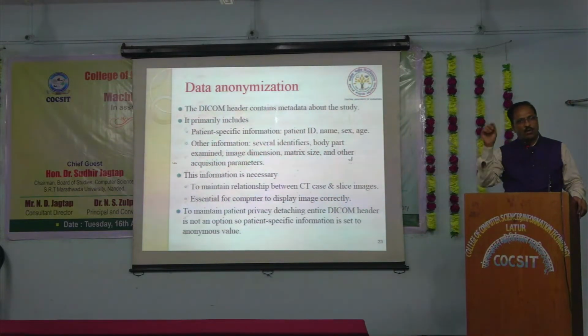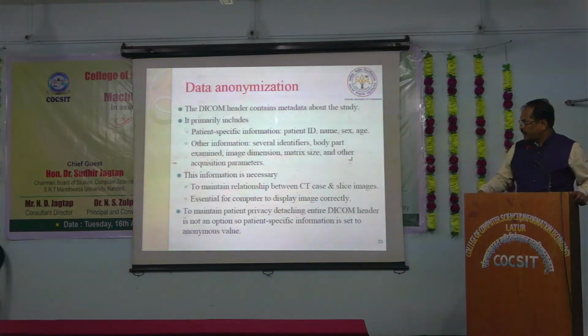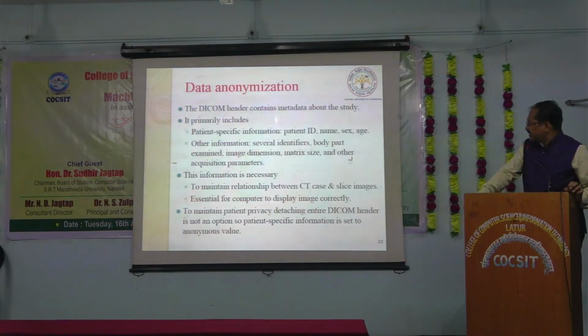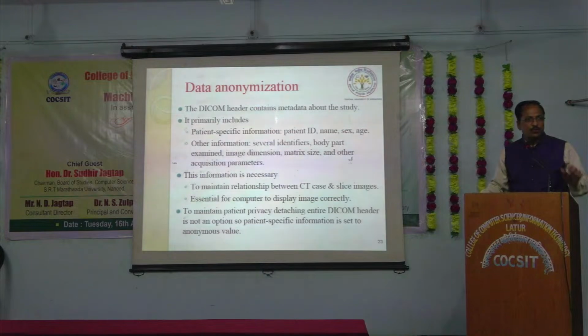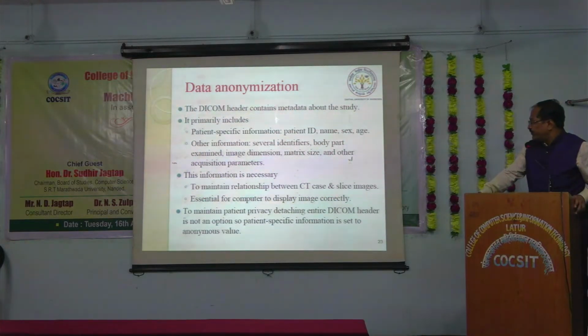Patient details, what problem happened, date, time, age of the patient, male, female, the entire details will be there in the header part. It primarily includes patient-specific information: patient ID, name, sex, age, and other information such as several identifiers, body part examined, image dimension, matrix size, and other acquisition parameters. So this header contains all this information. This information is necessary to maintain the relationship between CT cases and sliced images.